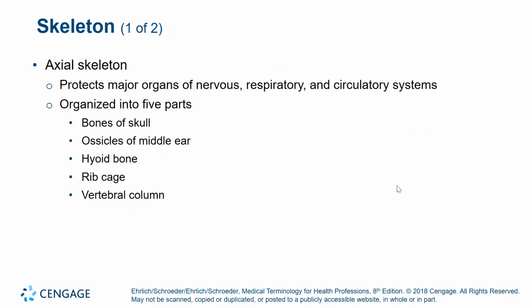Next, we have the skeleton. We have the axial skeleton. It protects major organs of the nervous, respiratory, and circulatory systems. In the human, the axial skeleton consists of 80 bones of the head and body that are organized into 5 parts. So you can see the 5 parts: bones of the skull, ossicles of the middle ear, the hyoid bone, rib cage, and vertebral column.